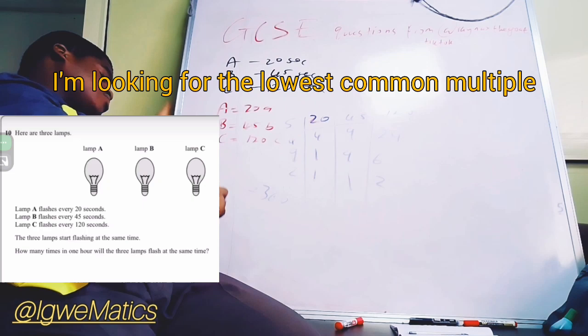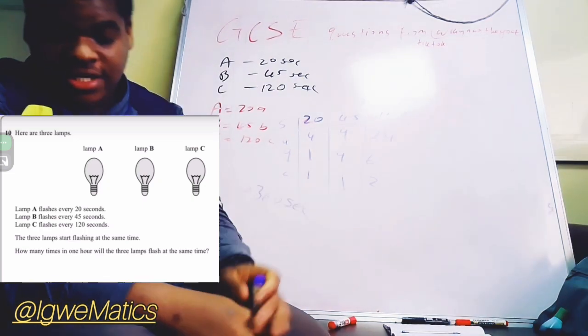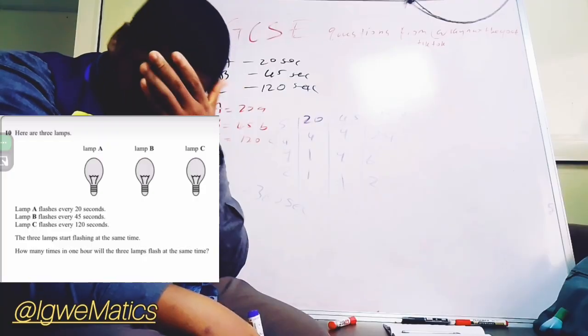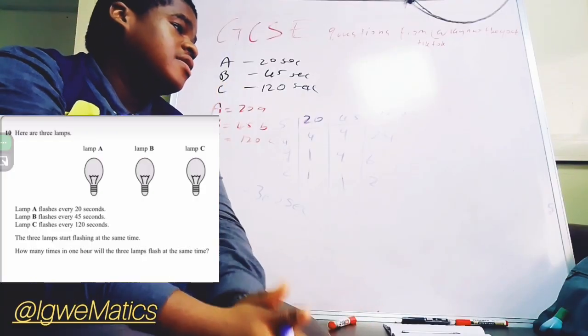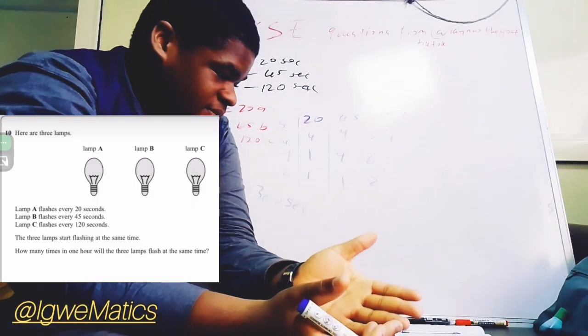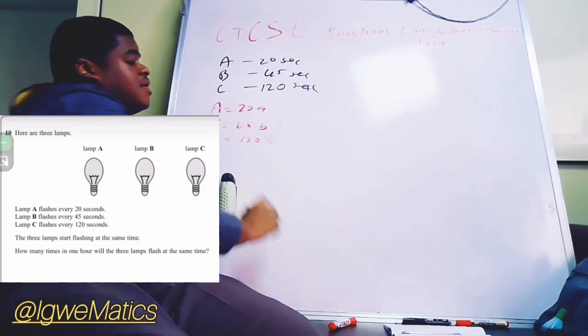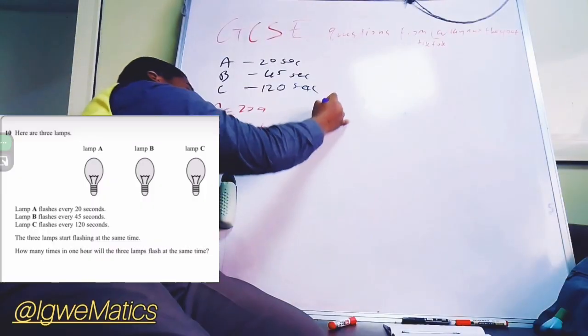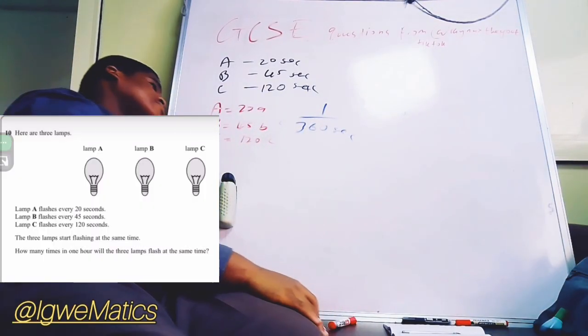So they flash together after 360 seconds. Okay, so after 360 seconds, A, B, and C will flash together again. The second part of the question is how many times do they flash together in 1 hour? And to get that, in 1 hour, how many times will you see 360 seconds?